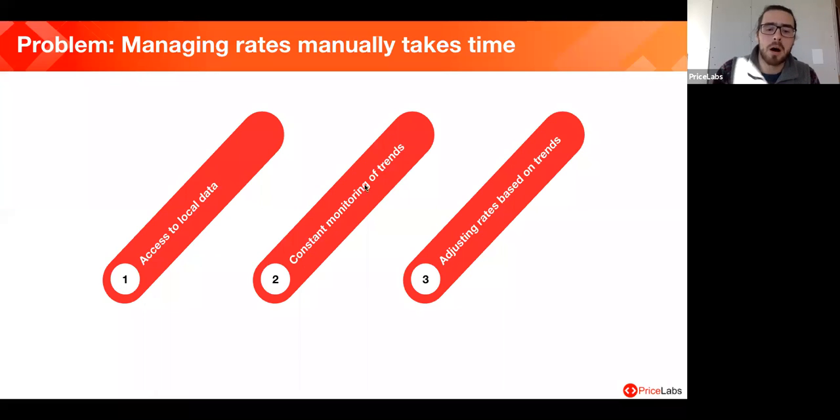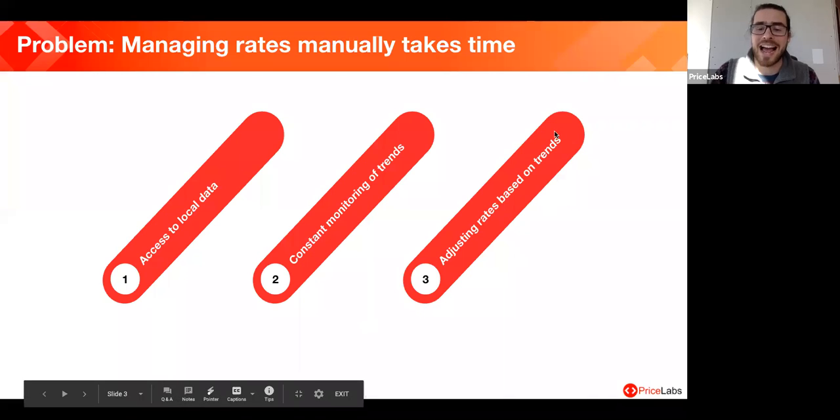Next, you actually have to monitor that data and see what trends are happening. So see, hey, have bookings increased? Have bookings decreased? What dates are getting more bookings? What's the lead time? All those things. That kind of monitoring takes a lot of time.